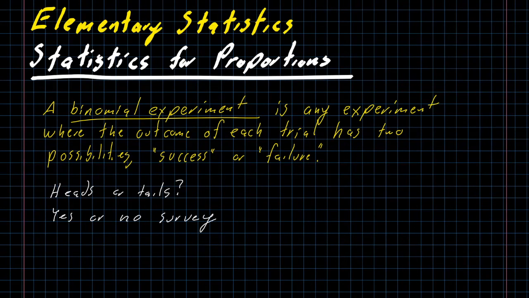Another thing that comes up very frequently is a yes or no survey. If your experiment involves going out and asking a number of people questions and just tallying how many people answered the question yes versus how many people answered the question no, that is very clearly a binomial experiment. But that is far from being the only thing that can happen.